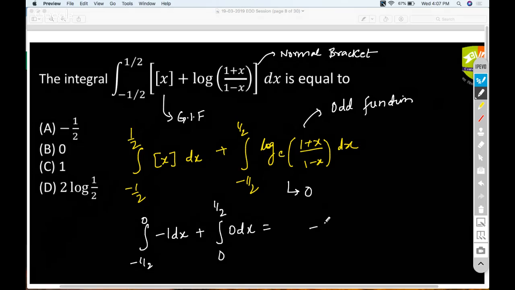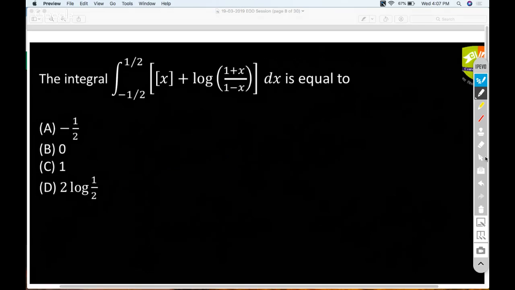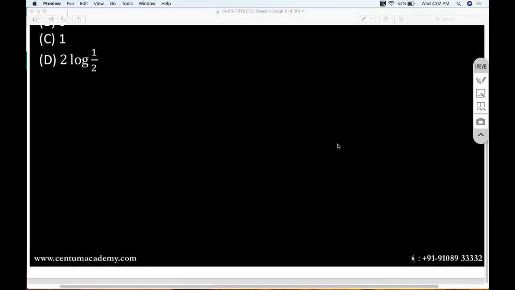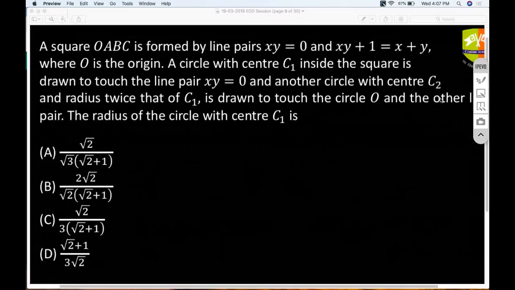So this is just about integrating negative x from 0 to negative half. That's going to be 0, negative of negative half. So that's going to be plus half. So that's going to be negative half as your answer. So absolutely option number A becomes the right option. So we'll move on to the next question now.